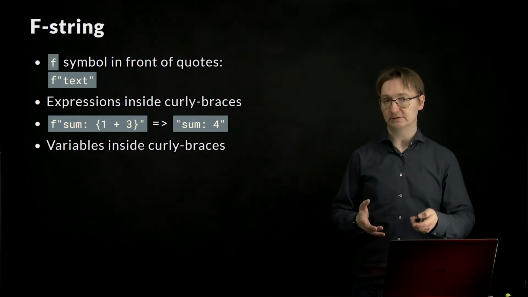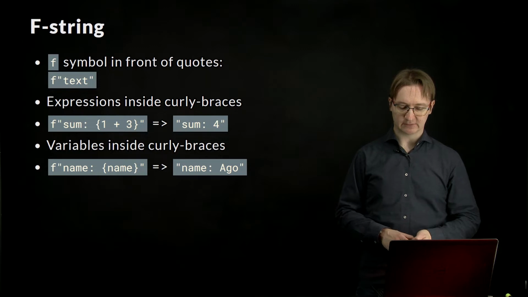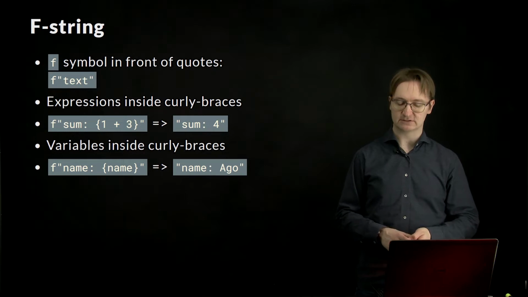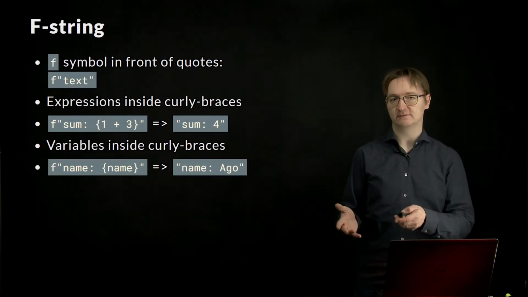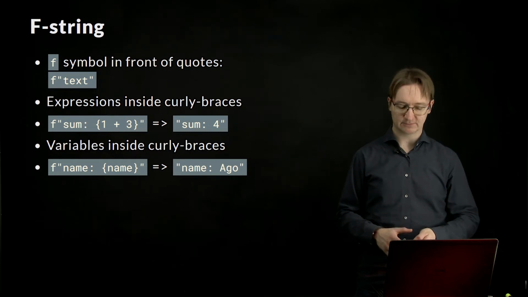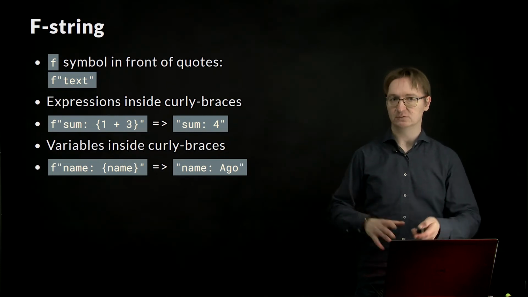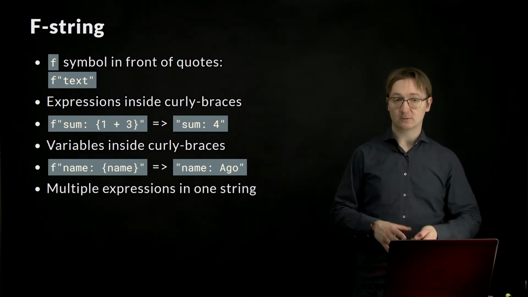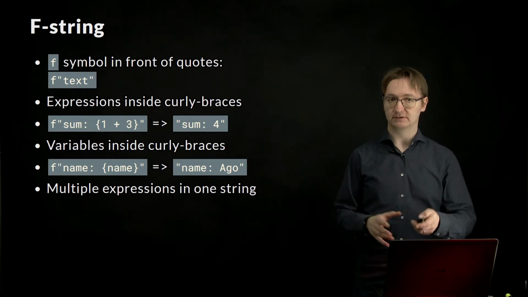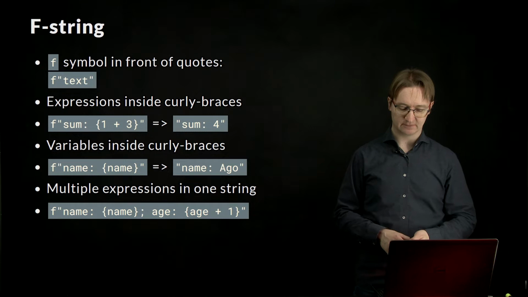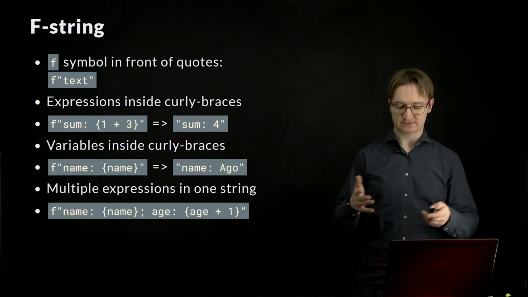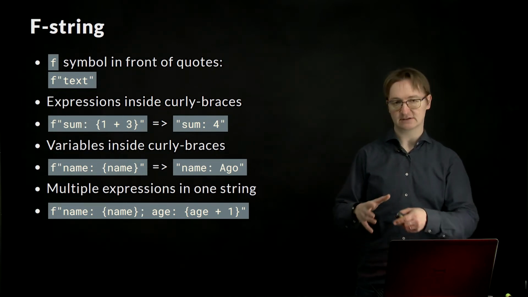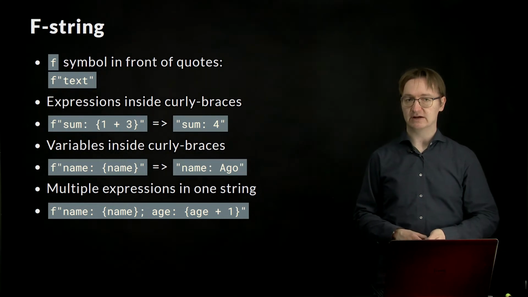We can also use variables inside the curly braces. What happens here is that the name inside the curly braces is replaced with the value of this variable. Of course, we can combine variables and numbers and so on. Basically every expression we can use in regular Python, we can use inside the braces. And in one string we can have multiple expressions. For example, we can replace the name, we can replace the h plus 1, and so on. Every curly braces inside the f-string is replaced with the value of this expression.